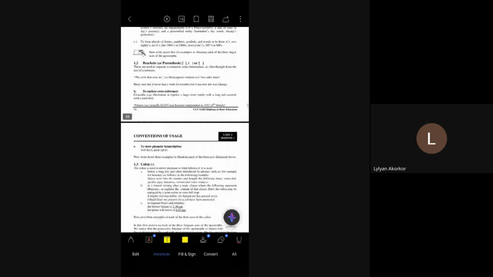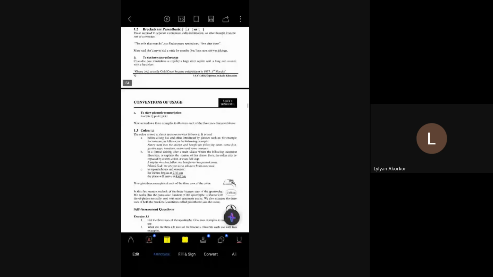So we have an example like: my brother (who lives in Accra) is visiting today. So it can possibly be "my brother is visiting today," but the extra information which is being added to it is "who lives in Accra." So that one will be put in the bracket as extra information. When that information is taken out, the meaning of the sentence is still clear. Okay, so that is one use of the bracket.